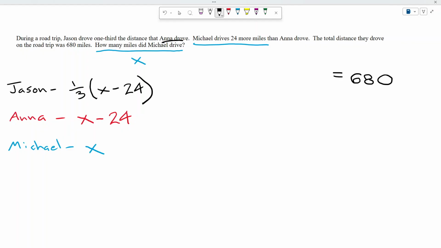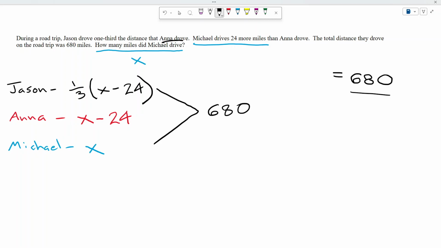So essentially with this problem, we were able to work backwards and put everything in terms of x. What we're trying to solve for is Michael. We know the total distance was 680 miles. Then, backtracking, we figured out Anna based off of Michael, and then Jason based off of Anna. So we have all three of them set up, and we know their total is 680 miles.